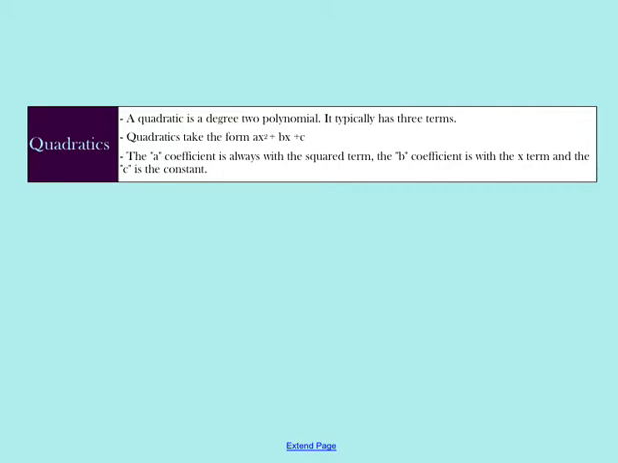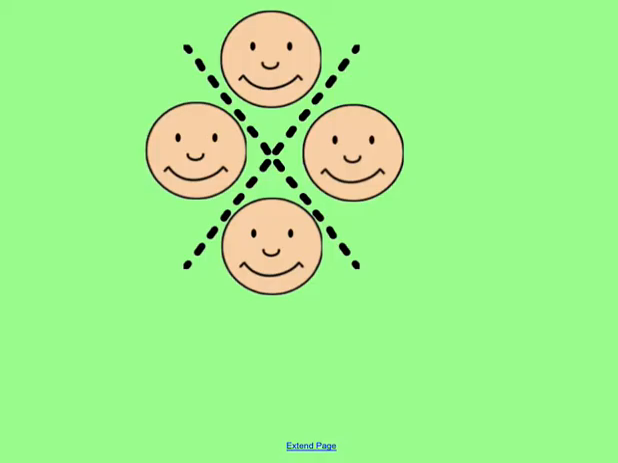So the c always represents a constant at the end. The a coefficient is always with the squared term, the b coefficient is always with the x, and the c is always the constant. Now that's going to come more into play when we go into actually setting up the x. So that leads us to the question, what is this x that I keep talking about?